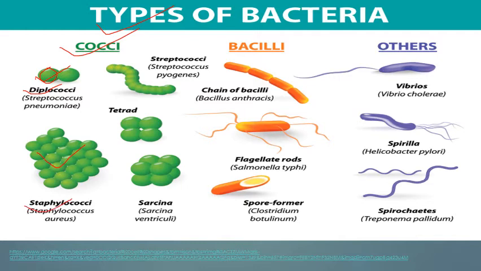They are four cells which are attached with each other, tetrad. When it is in the form of chain, then streptococci. When they are in the form of a cube, then it is called sarcina. Then bacilli means rod shaped, chain of rod, single with flagella, spore former. In addition to this, other shapes like Vibrios, that is comma shaped, Spirilla, spiral shaped, Spirochete, corkscrew shape. So we will discuss it one by one in detail.